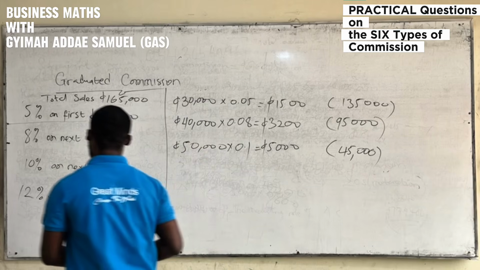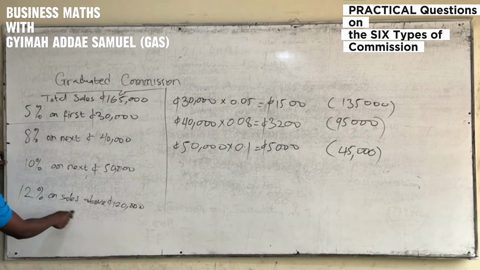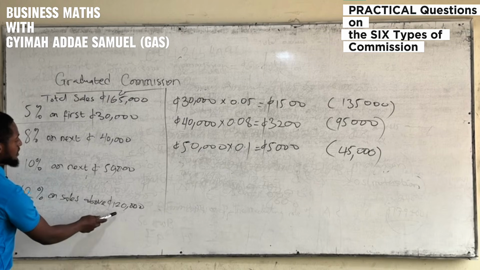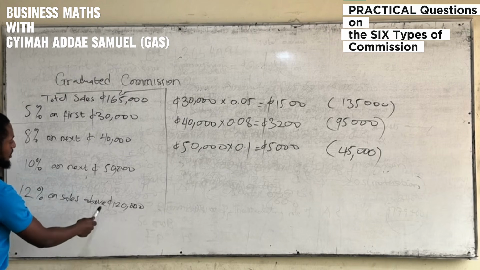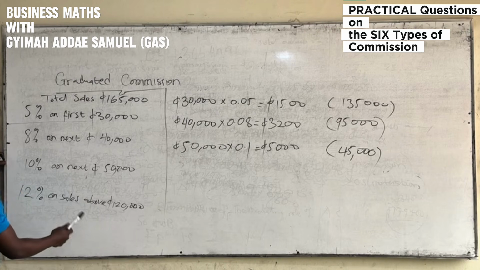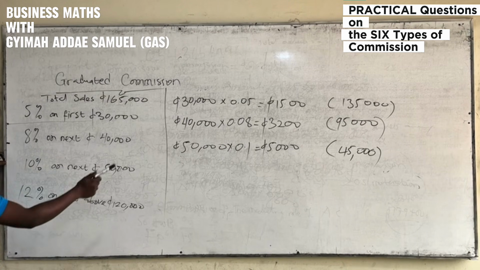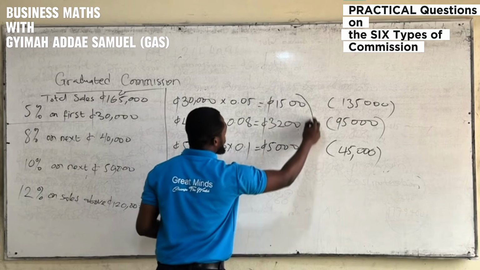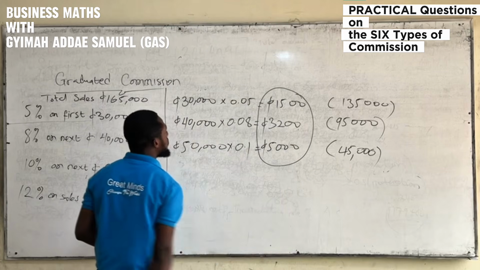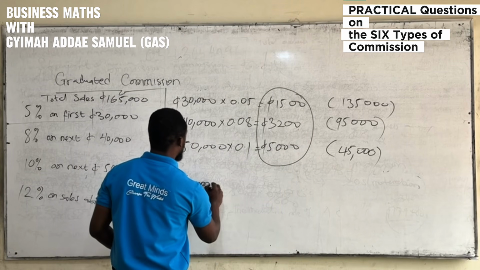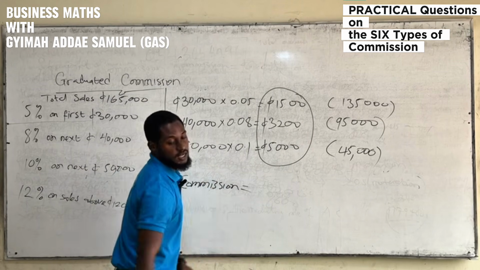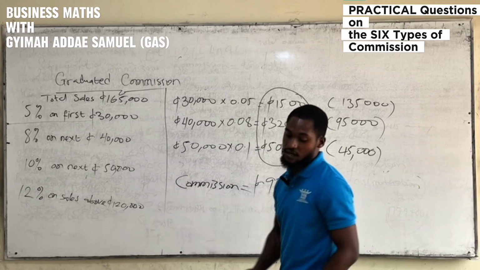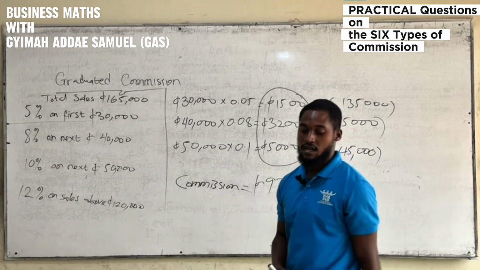So getting the 45,000, it says 12% on sales above 120,000. So 45,000 does not exceed 120,000, but rather 120,000 exceeds 45,000. So therefore, we can't go ahead to find 12% of this 45,000 here. So what we will do is we are going to add all these figures, and when we add them, the amount we get is our commission. So we are getting 9,700 Ghana cedis.